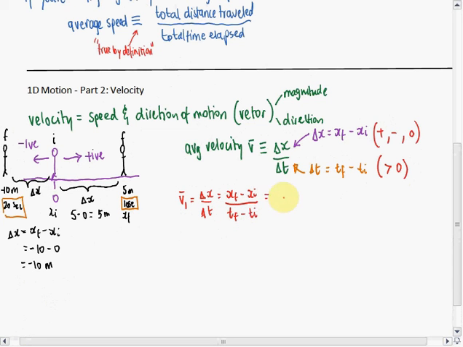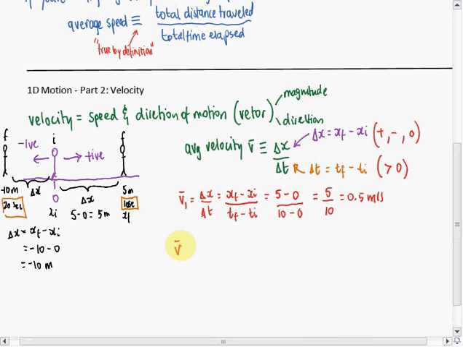I plug in the values, which I've essentially already done. So I moved 5 meters to the right. I started at some initial 0 position. It took me 10 seconds. I started the stopwatch from 0 and just timed how long it took me to cover that. So I'm left with 5 over 10, which gives me 0.5 meters per second as my average velocity.